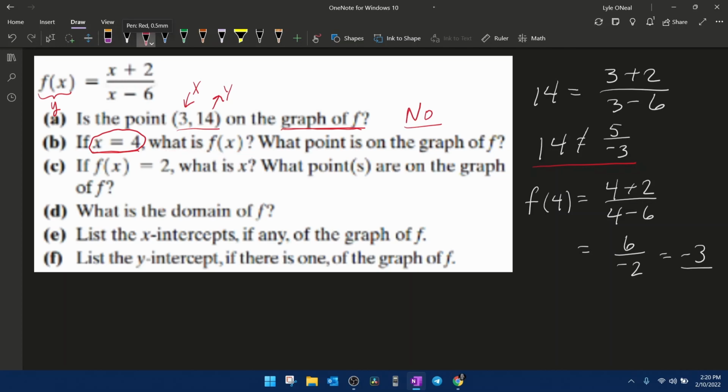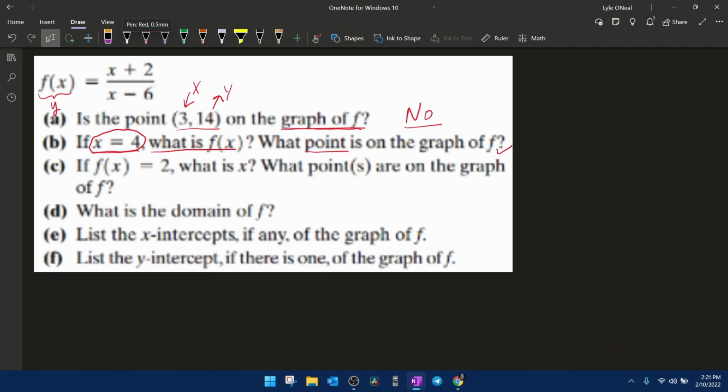So the answer to the first part of B, where it says what is f of x, well, f of x is negative 3. That's the first piece of the answer. And then when it says what point is on the graph of f, the point indicates an ordered pair. And that, as an ordered pair, would be x comma y, 4, negative 3.